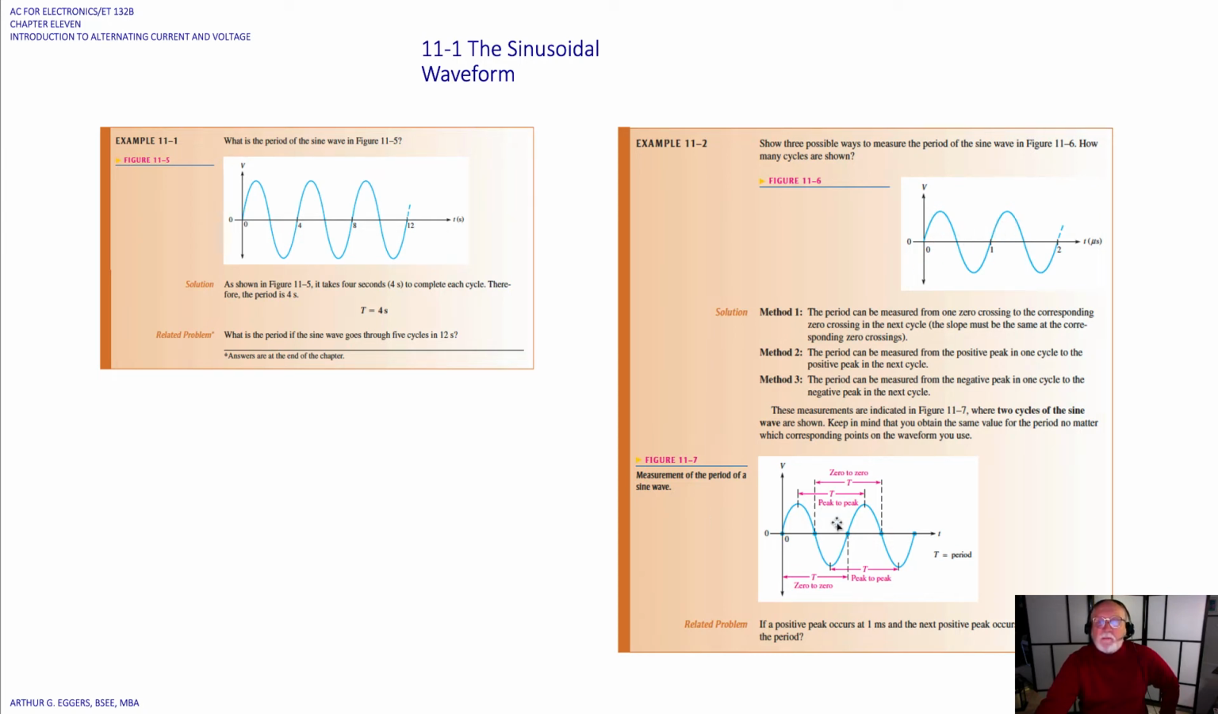So we can see on the diagram on the bottom, these measurements are indicated where two cycles of the sine wave are shown. Keep in mind that you obtain the same value for the period no matter which corresponding points of the waveform you use. So from 0 to 0, from positive peak to positive peak, from negative peak to negative peak. In each case, they all remain the same. It's the same measurement.